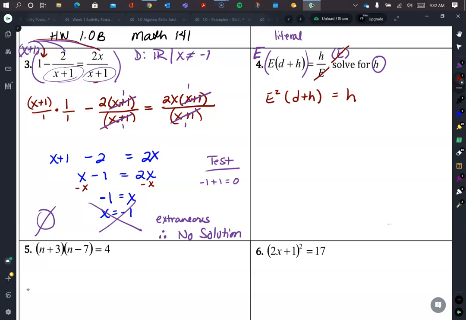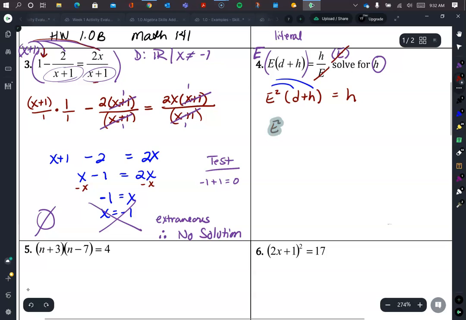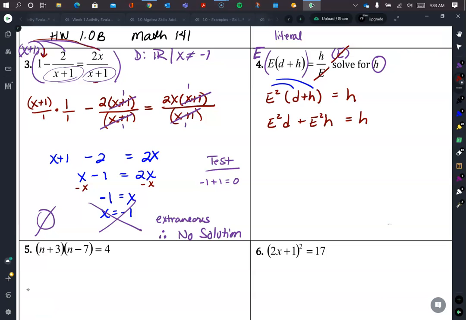Again, you might be able to combine, like, do stuff in a quicker way, but I just want to make sure I show it all out. And then I'm going to distribute. So then I would have e squared d plus e squared h equals h. Okay, so we're clearing, and then we're distributing. The next step is now to collect, just to make it something quick to say.